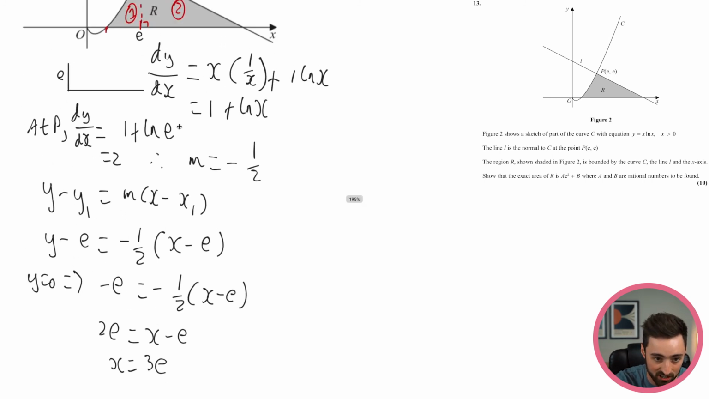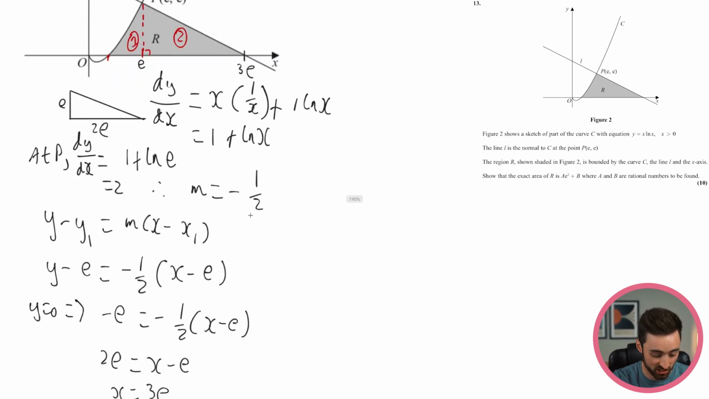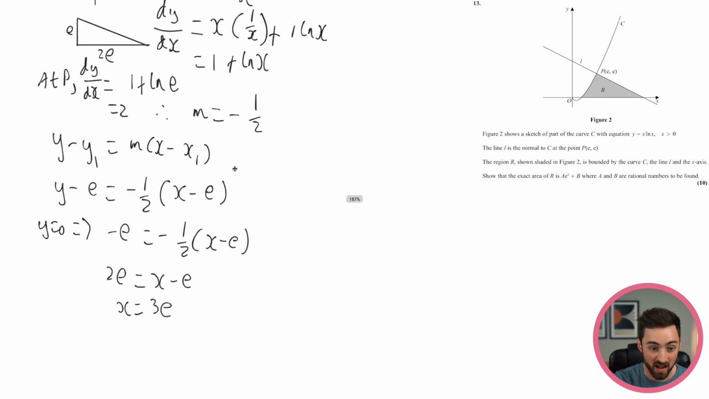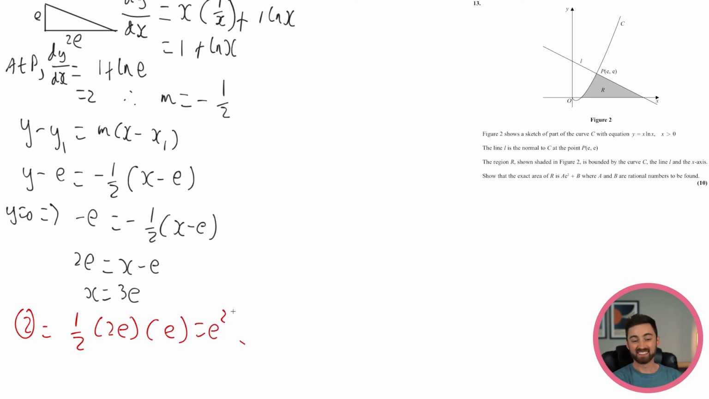But if we were to look at our triangle or our diagram here, this is at 3e, but then this is at e. So the difference between them is 2e, meaning that the area of this triangle here, the area of 2 essentially, is going to be a half base times height. So the area of 2 is going to be a half times the base, which is 2e, times the height, which is e. So these 2s are going to cancel, and I'm just going to get e squared. Okay, that's the easy bit. That is genuinely the easy bit, because that's the triangle.